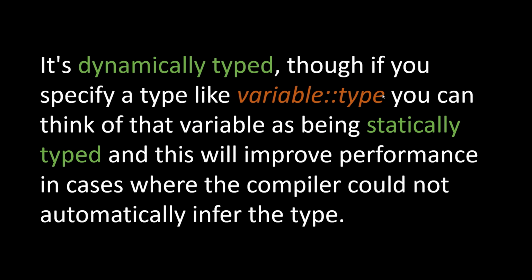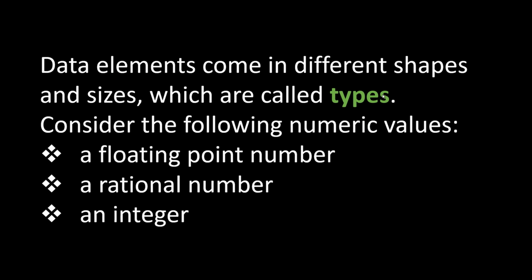Julia is actually a dynamically typed language. Though if you specify a type like variable, double colon, type, you can think of that variable as being statically typed. And this will improve performance in cases where the compiler couldn't automatically infer the type. Actually, what is the definition of the type? Data elements come in different shapes and sizes, which are called types.